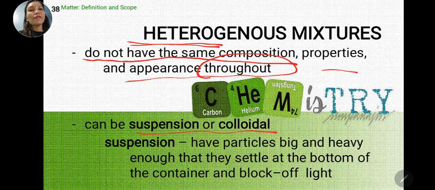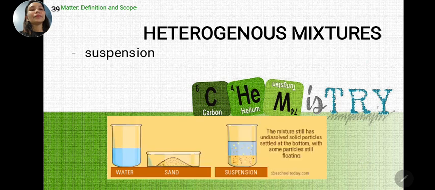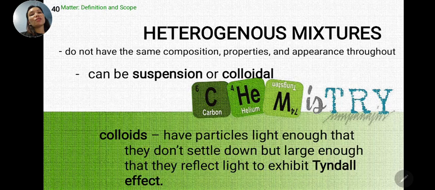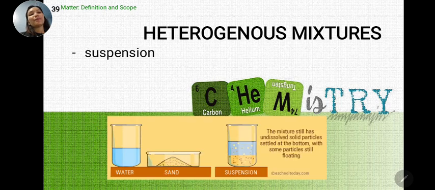Yung suspension, they have big particles and heavy enough that they settle at the bottom of the container and block off light. So, this is an example of a suspension of sand and water. The mixture still has undissolved solid particles that settled at the bottom with some particles still floating. So, usually yung mga dumi nandito. Okay? So, this is called a suspension.